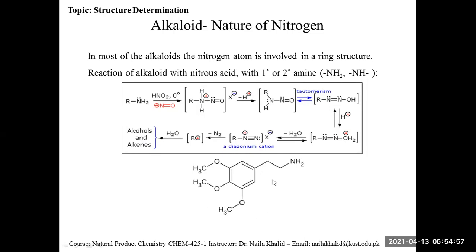Here is an example, mescaline. This is one of the alkaloids, known as mescaline, and it has a primary amine. It gives a positive test with nitrous acid and will form alcohol and alkene.